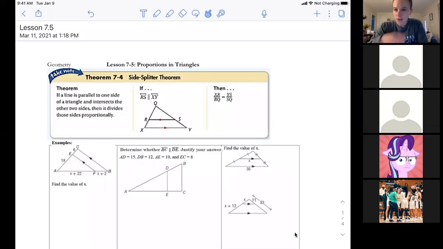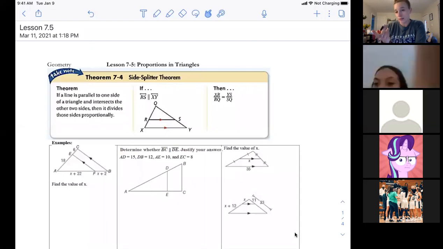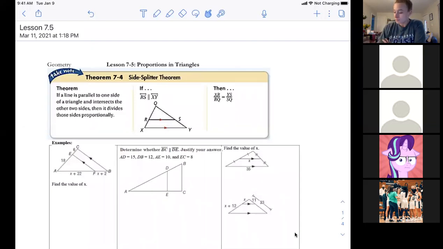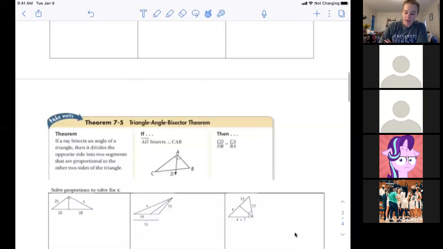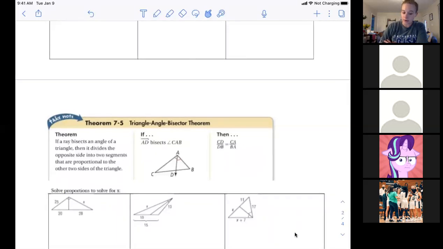All right. Okay, so we're doing 7.5 today. So everybody is with me. Everyone has their notes. We spent 2 days on 7.4, and today I'm teaching you two new theorems that go with the ones from 7.4. So we did heartbeat and swoosh last week. Today we're learning something called side splitter, and then triangle angle bisector theorem.